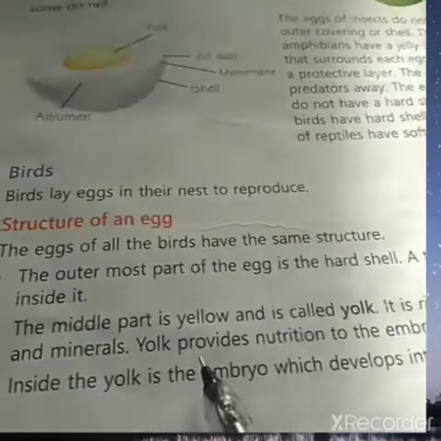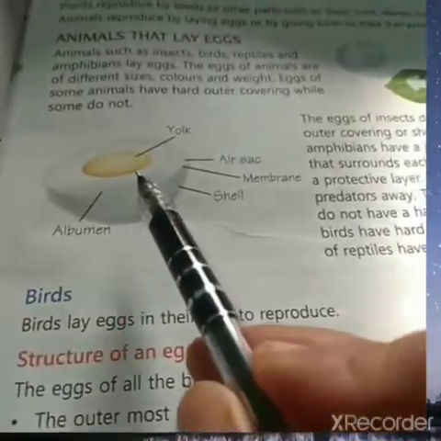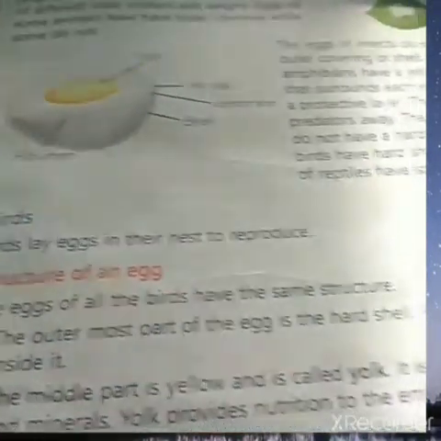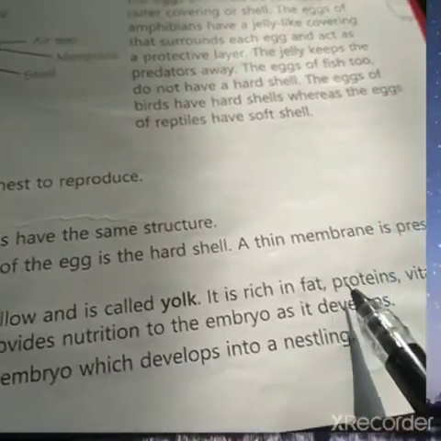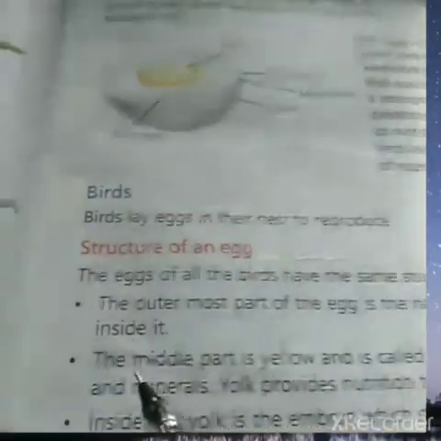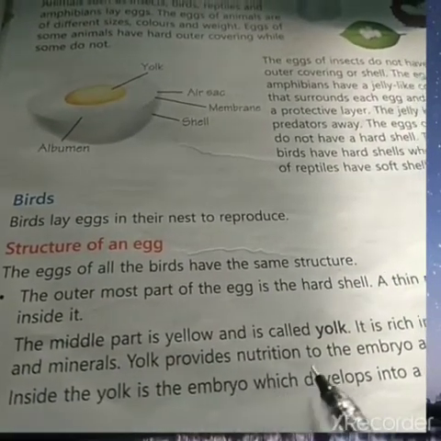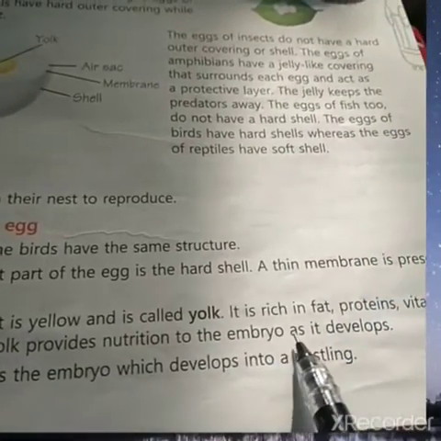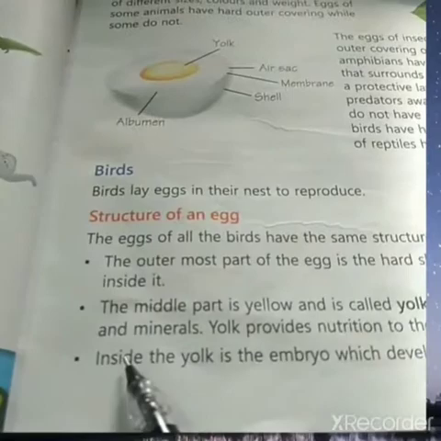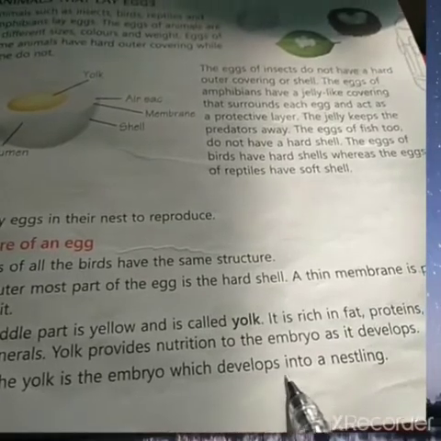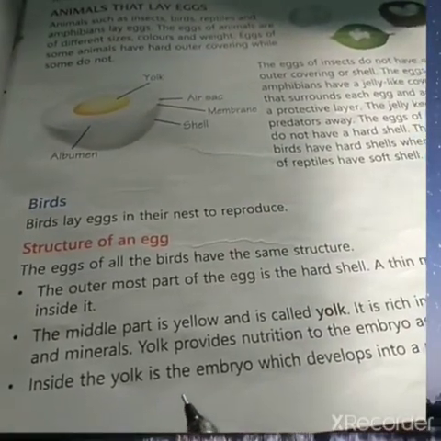The middle part is yellow and is called yolk. It is rich in fat, protein, vitamins and minerals. Yolk provides nutrition to the embryo as it develops. Inside the yolk is the embryo, which develops into a nestling, that means the baby.